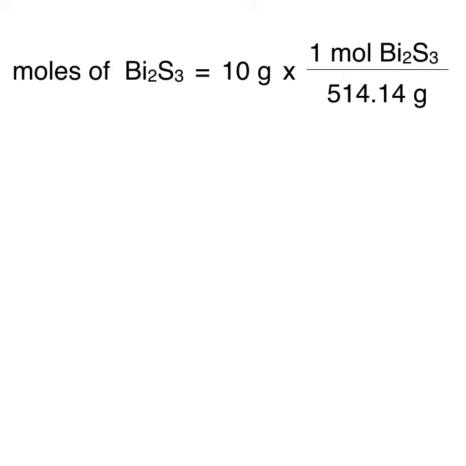Our first calculation will be to determine how many moles of our precipitate was formed. To do this, we will take our mass of bismuth sulfide, 10 grams, and divide it by the molar mass of bismuth sulfide, 514.14 grams. This molar mass is determined from the periodic table. With the grams unit cancelling out, this gives us 0.01945 moles of bismuth sulfide.